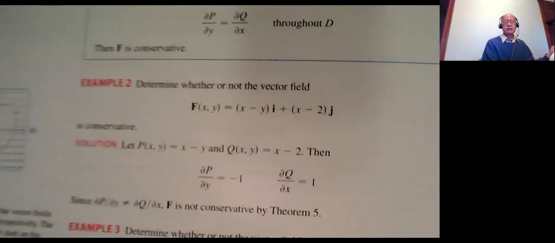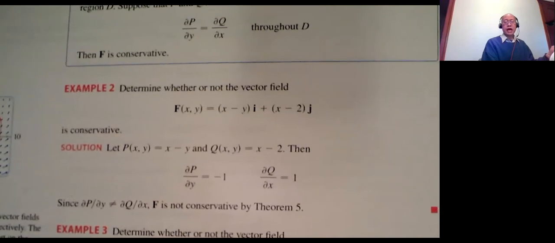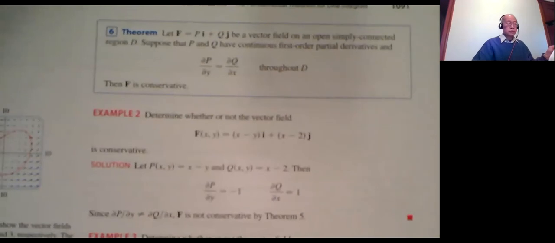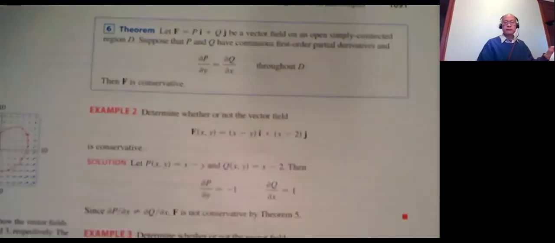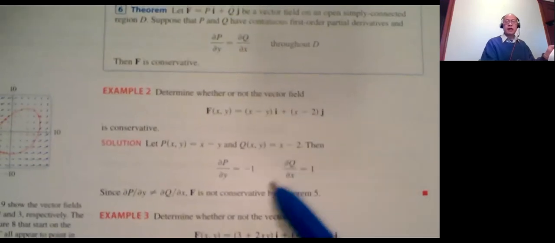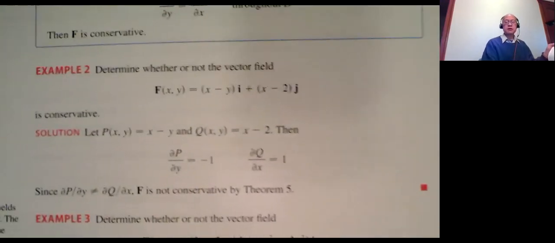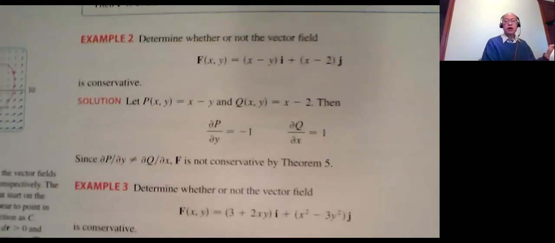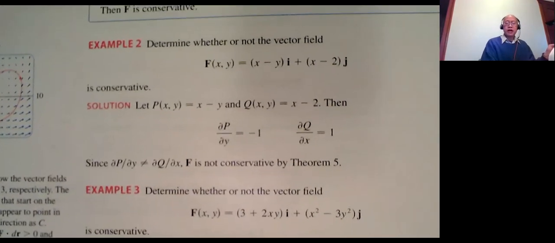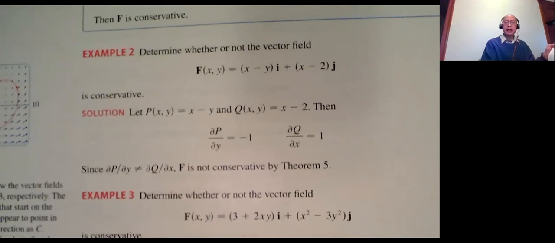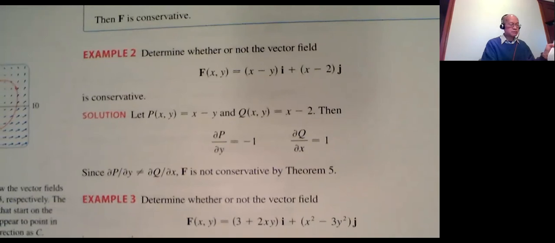Okay, example. Look at example 2. Capital F of x, y. Is it conservative or not? Okay, so this is P, this is Q. So I take the partial of P with respect to y, -1. Take the partial of Q with respect to x, 1. They're not equal. So therefore, capital F is not a conservative vector field. So there is no little f, there's no anti-gradient. You're not going to be able to find it.